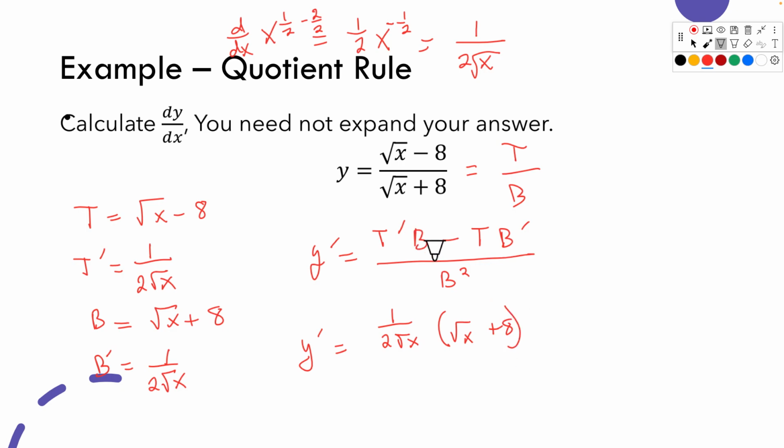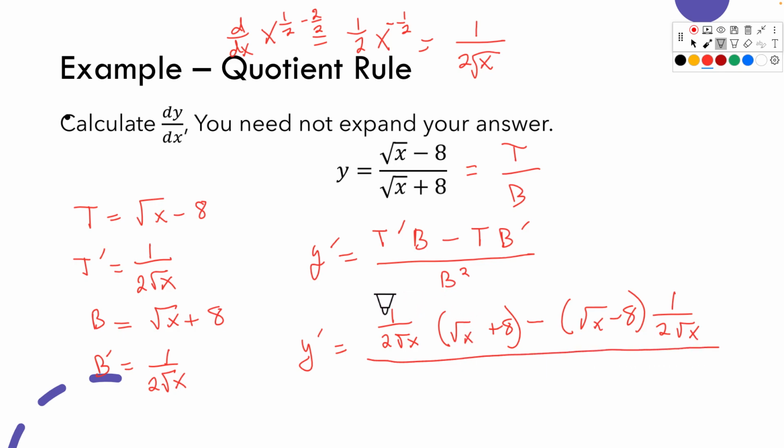Then the bottom is square root of x plus 8. Oh, sorry, not the derivative of the bottom, just the bottom, right? Just copying it. Minus the top, which is square root of x minus 8, times the derivative of the bottom, which is 1 over 2 square root of x, all divided by the bottom squared. The bottom is square root of x plus 8, squared, because that's the bottom squared. And again, this is our derivative.